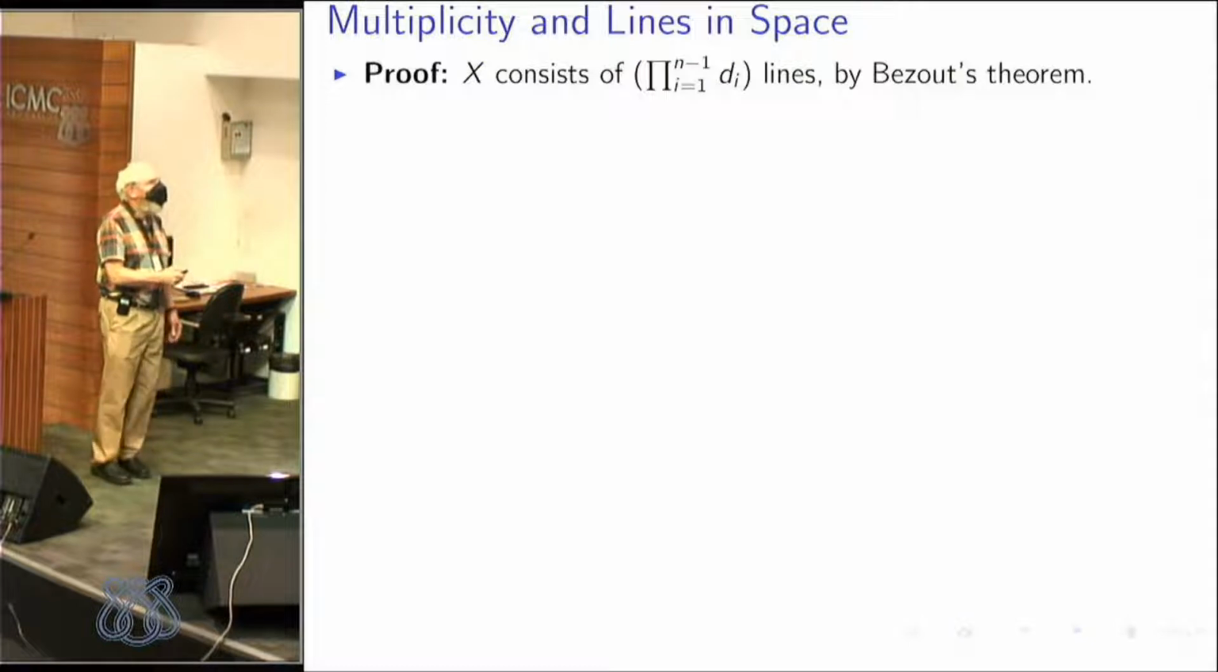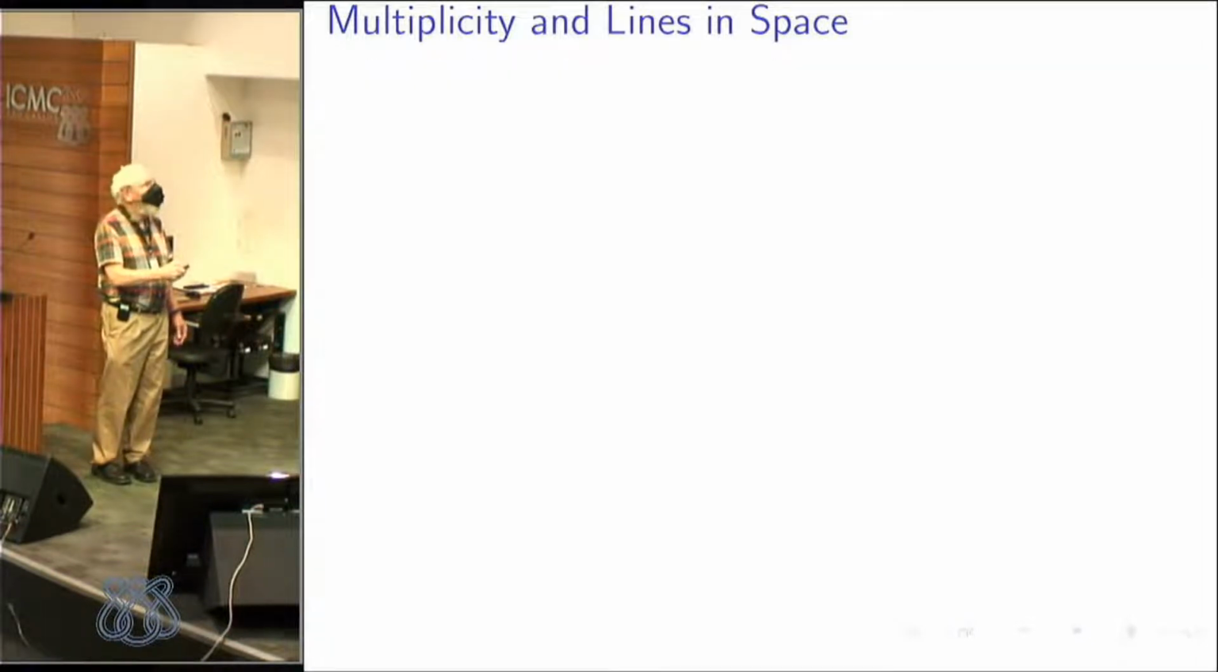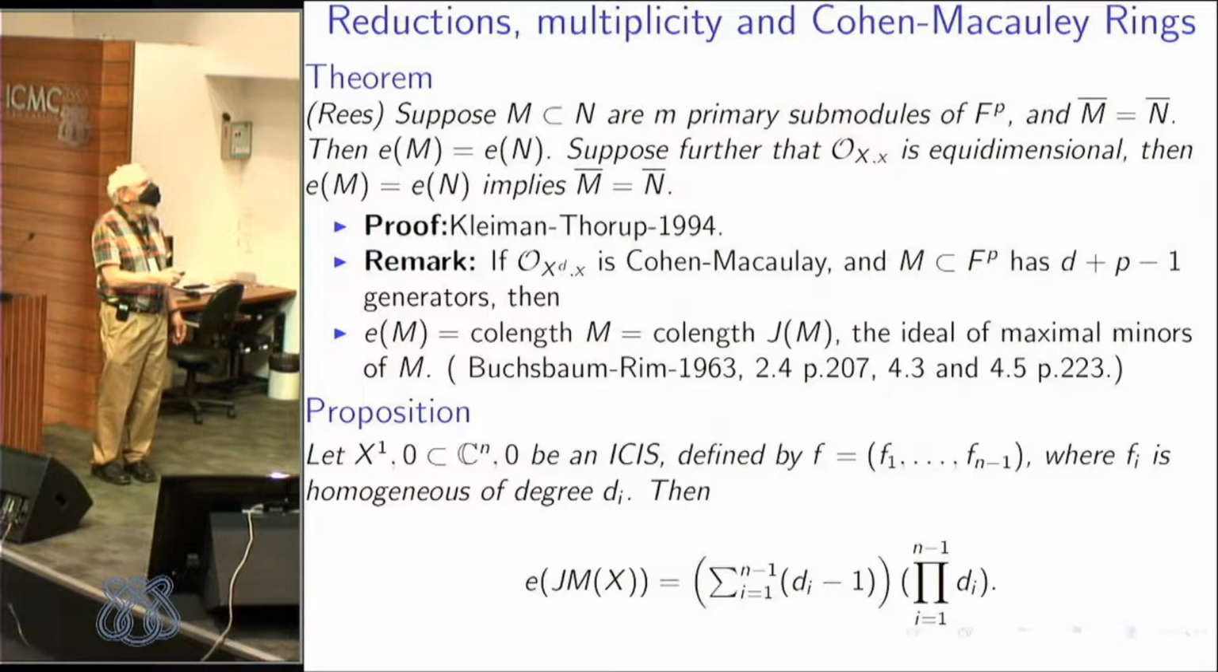Well, the first thing is, what is X? Well, X is homogeneous, and our equations have degree di. That means that if I think of these as defining a set of points in P^(n-1), the number of points I get by Bezout's theorem is just the product of the di's.